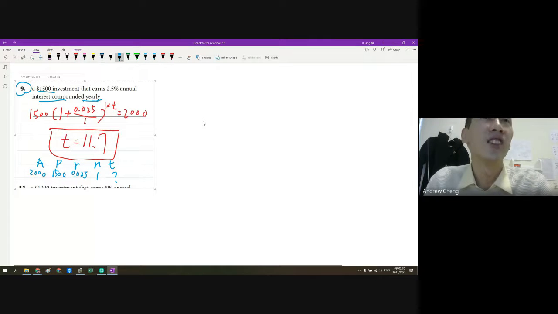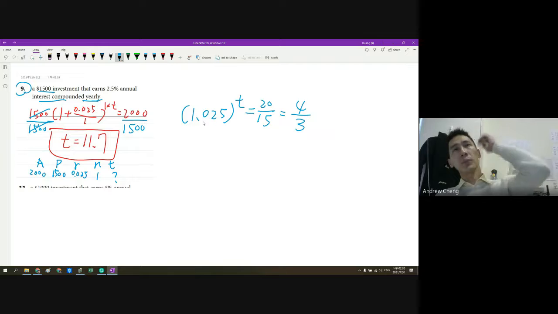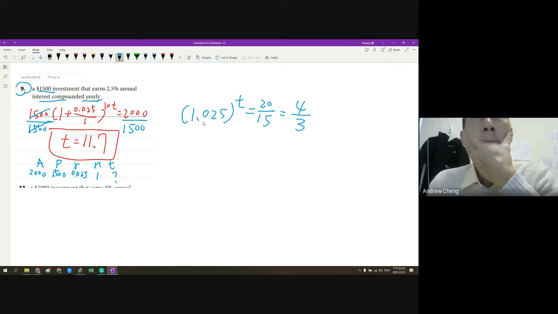First of all, I divide both sides of the equation by 1500. The left side you cross out, so it becomes 1 plus 0.025, so that's 1.025 raised to the power t equals 20 over 15. Actually, it's 4/3. How do I solve this?